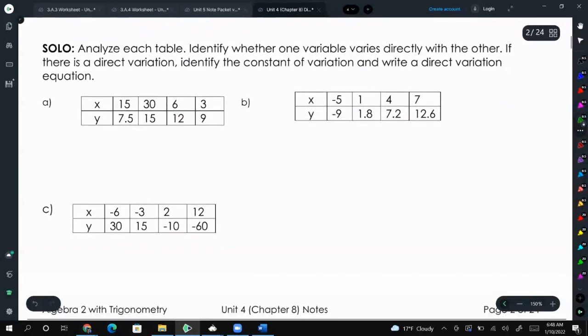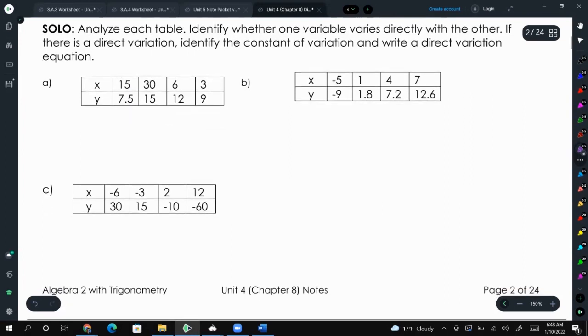So what I want you to do with these tables is get out your calculator and do y divided by x for all of these and see if you get the same value each time. So go ahead, pause the video, try it. Once you're done, unpause it, and we can talk about it.